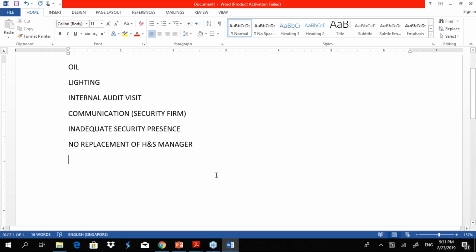And then no replacement of the H&S manager. So if a manager is not present, then supervision will also not be there. So if Lee is absent, then oversight of health and safety will be lost. Also, if the manager is not there, the subordinates will not have a person to report to. So staff and subcontractors will not have anyone to communicate their concerns to. So that's the weakness.